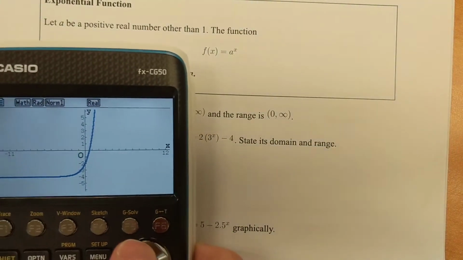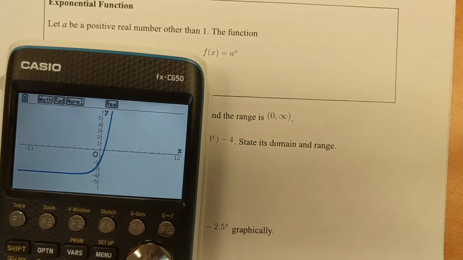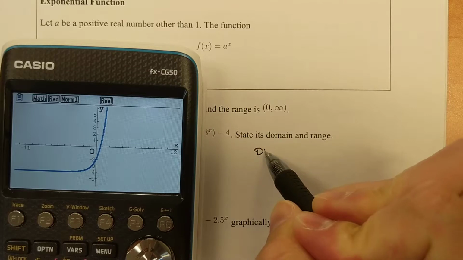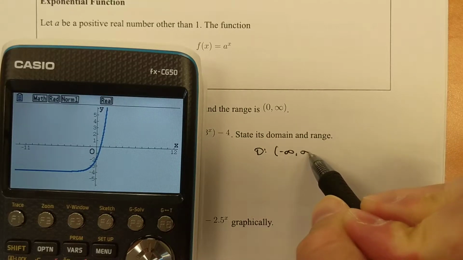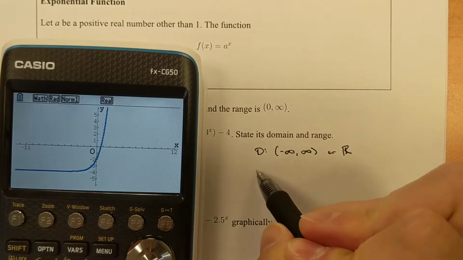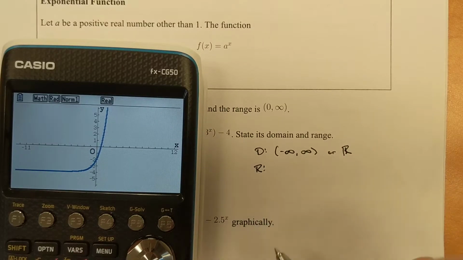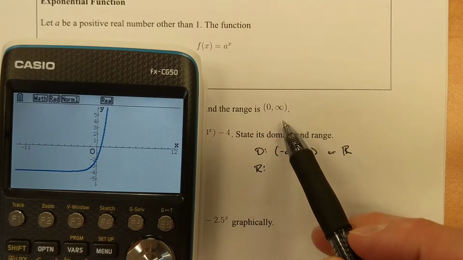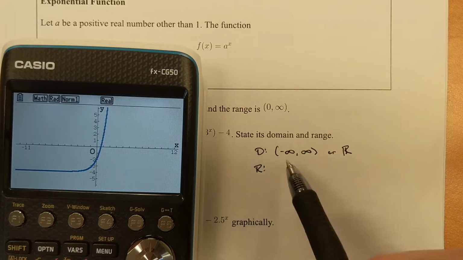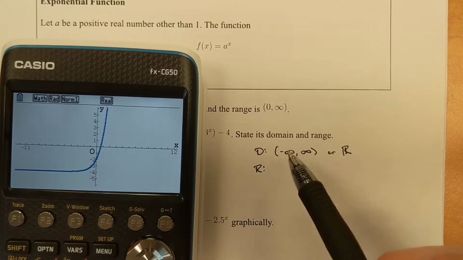So the question says, we'll move it over here, state the domain and state the range. Well, from up above, the domain we know is all real numbers. So negative infinity to positive infinity, or you could just do all reals. The range is a little bit trickier. Now this 0 to infinity is only the range if you don't have any other crazy stuff, like we have this minus 4, and we have that 2 out front, things like that.